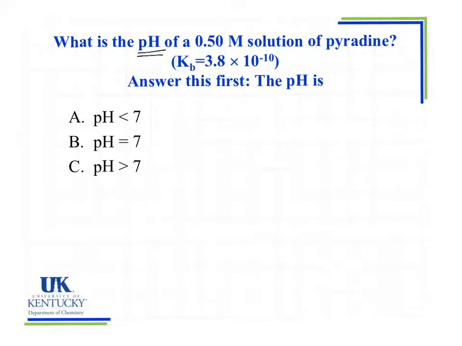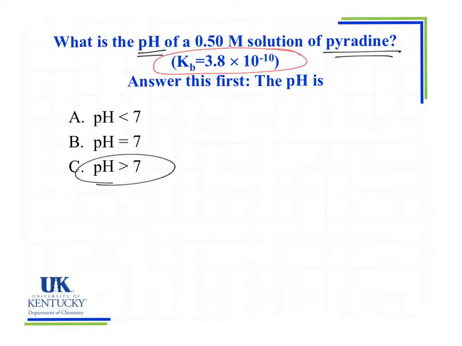Well, it is going to be greater than 7, and I know this because I've established that this is a weak base. Now, you may have no understanding of what pyridine is, but you knew we were working in weak bases, so maybe you figured it was a weak base that way. But here's how I would know it's a weak base. Notice that they gave me a value of a Kb for it. Well, if they gave me a value of a Kb for it, it is a good giveaway that we're dealing with a base. So now let's go ahead and work the problem.